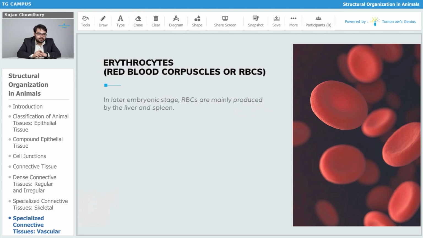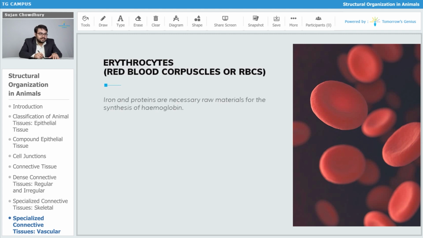In later embryonic stages, RBCs are mainly produced by the liver and spleen. But from birth onwards, RBCs are produced by the bone marrow. So yes, in the body of young newborns as well as adults, bone marrow is the only place where red blood cells are manufactured. Hemocytoblasts in red bone marrow give rise to mature RBCs. So hemocytoblasts are the cells which form mature RBCs in the bone marrow of newborns and adults.